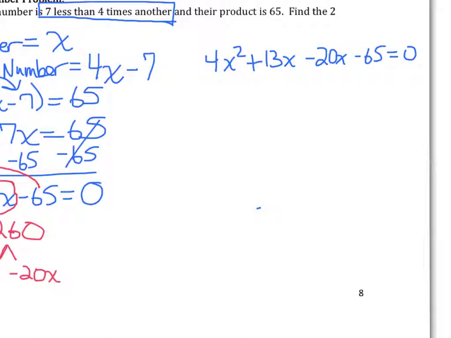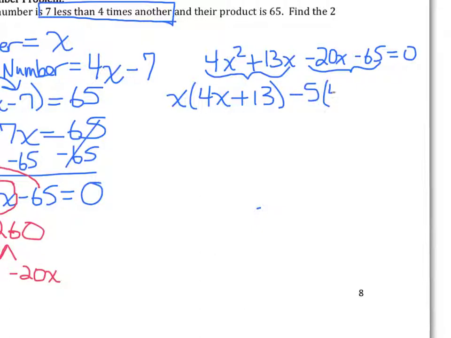Let's factor by grouping now, right? I'm going to group these first two terms together, the second two terms. Out of the first terms, I can factor out an x. I'll be left with a 4x plus 13. Out of my second two terms, I can factor out a negative 5. And when I factor out that negative 5, I'm going to be left with a 4x plus 13 as well. Notice my right-hand side stays equal to 0.